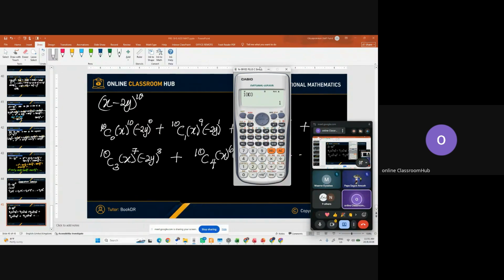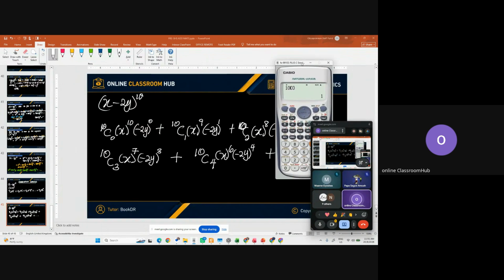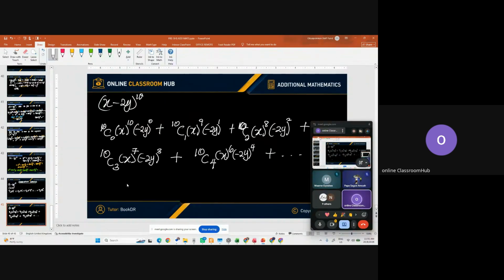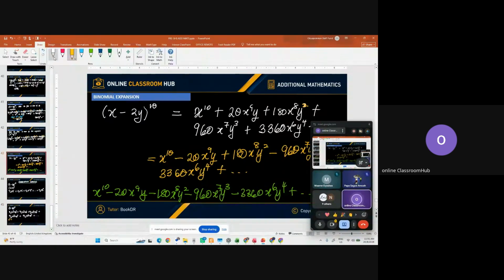Is that okay? So let's close the calculator up for now. And then we know that our first coefficient is 1. And 1 times anything is the same thing, so we'll not even bother ourselves and write the 1. We'll write our x raised to the power 10. The minus 2y raised to the power 0 is also 1. So it means the first term will be x raised to the power 10. So let's go back and see the first term. Let's mark the first term. All of them had it correct. First term, everybody had it correct.